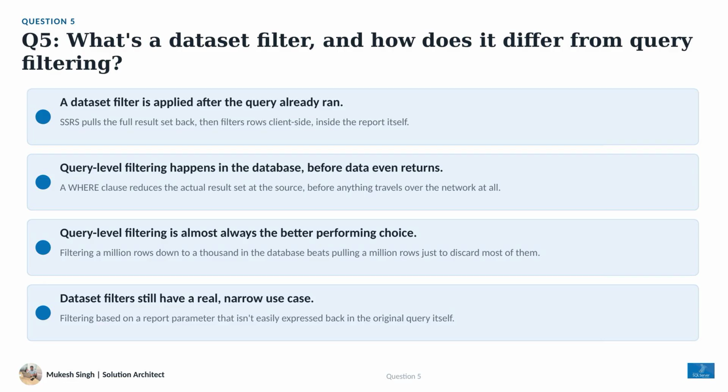Filtering a million rows down to 1,000 inside the database beats pulling all 1 million rows back just to discard most of them afterward. Dataset filters still have a real, narrow use case, filtering based on something like a report parameter that isn't easily expressed back in the original query itself.